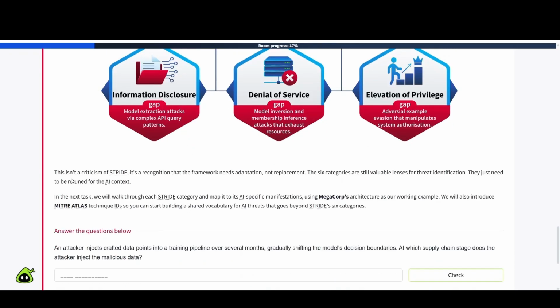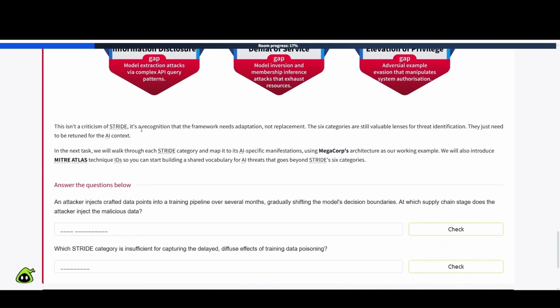All right. This isn't a criticism of STRIDE. It's a recognition that the framework needs adaptation, not replacement. The six categories are still valuable lenses for threat identification. They just need to be retuned for the AI context.